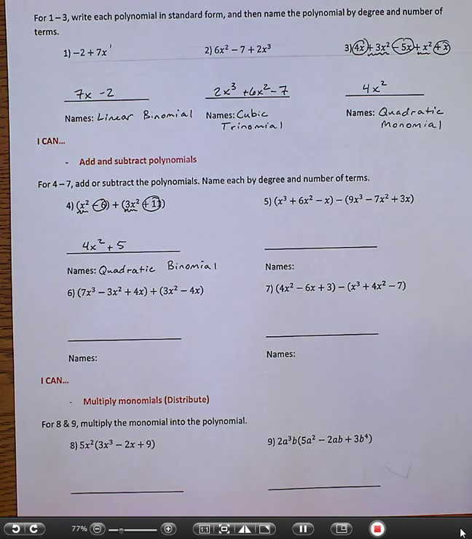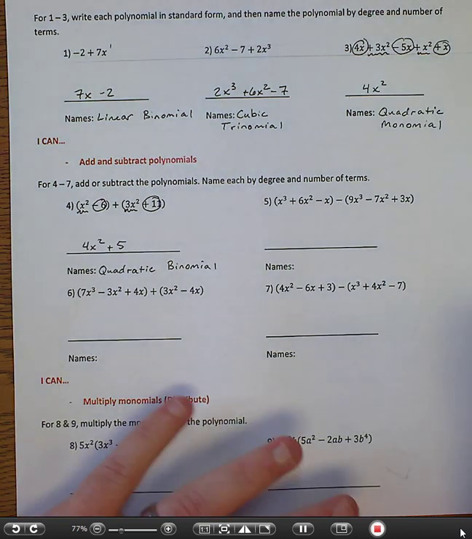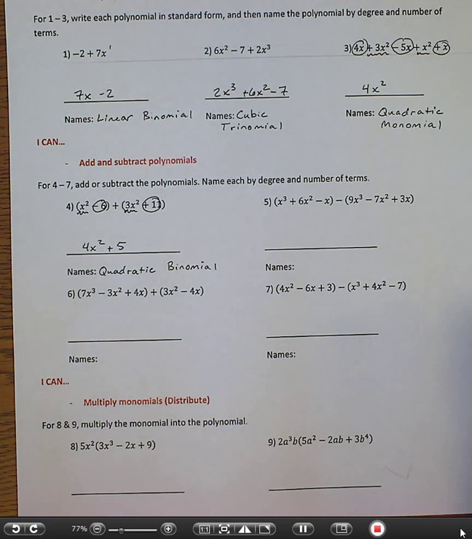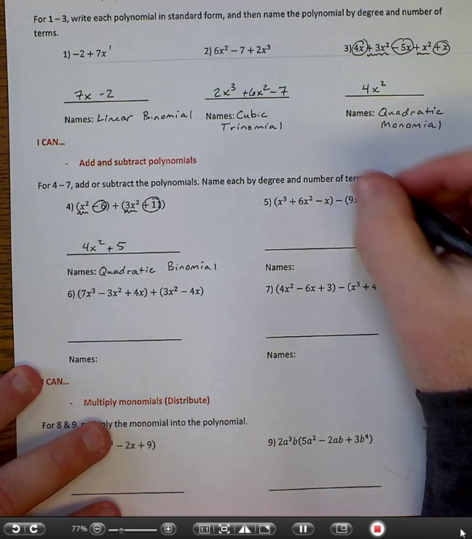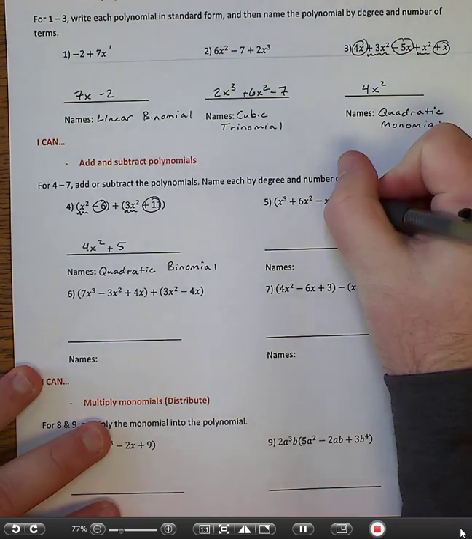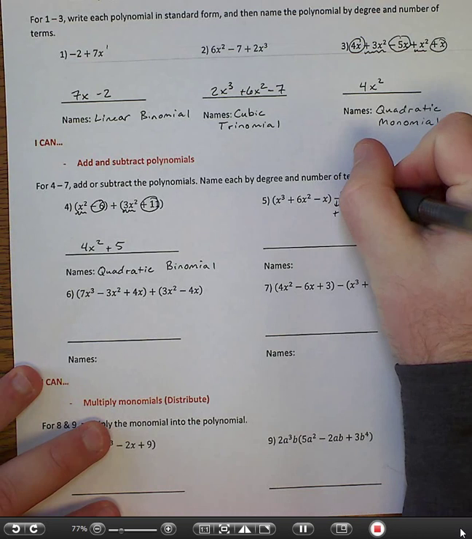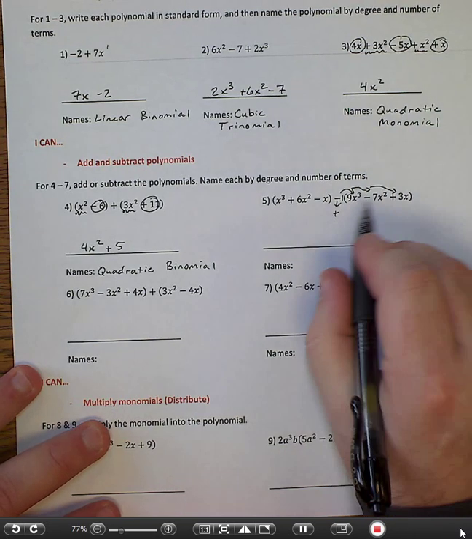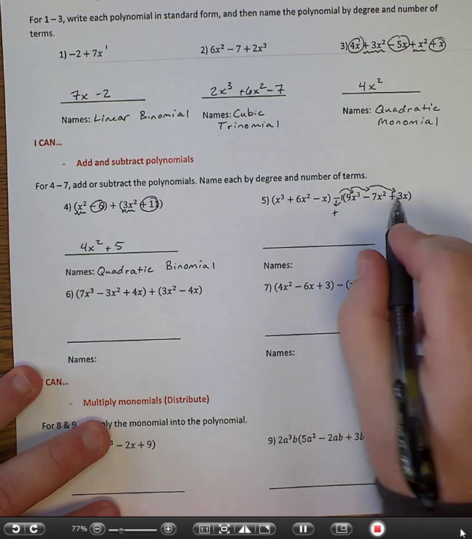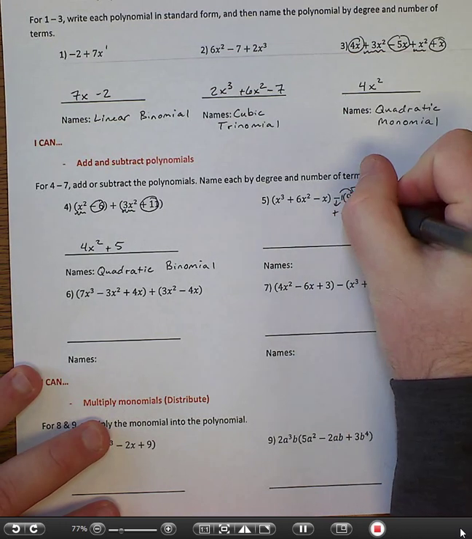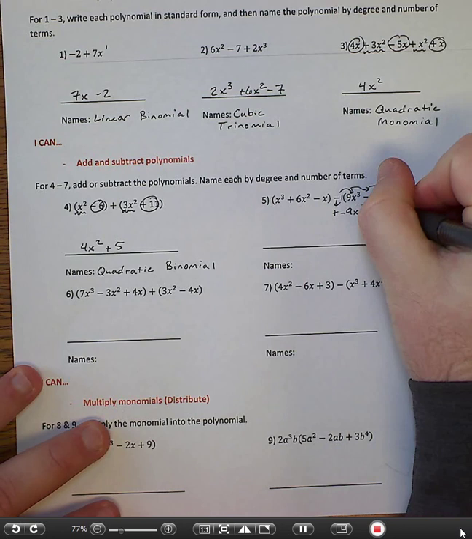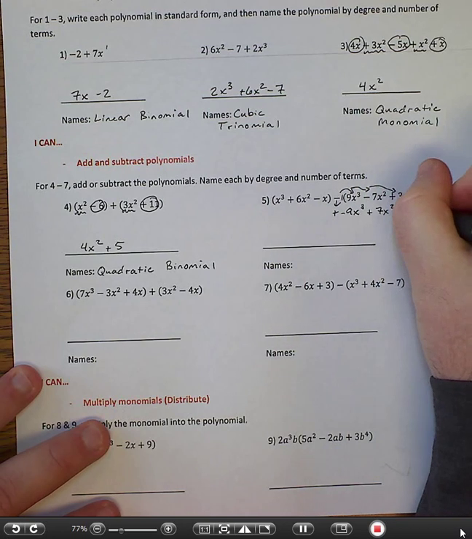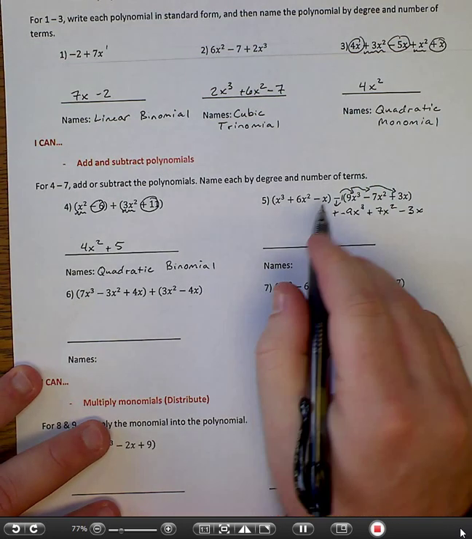Next one is subtraction. I gave you a suggestion with subtraction, and that is to change the subtraction to addition and change every sign in the second polynomial. Basically, I'm distributing that negative 1 into all of them. So it's going to be negative 9x to the third, positive 7x squared, and negative 3x. Nothing happens with the first one, so I'm just going to rewrite it.